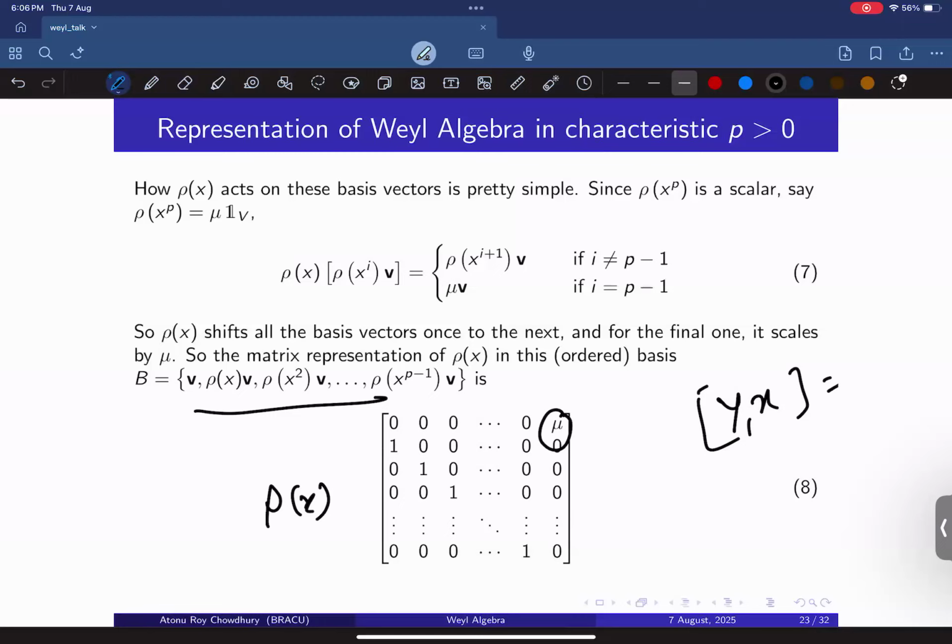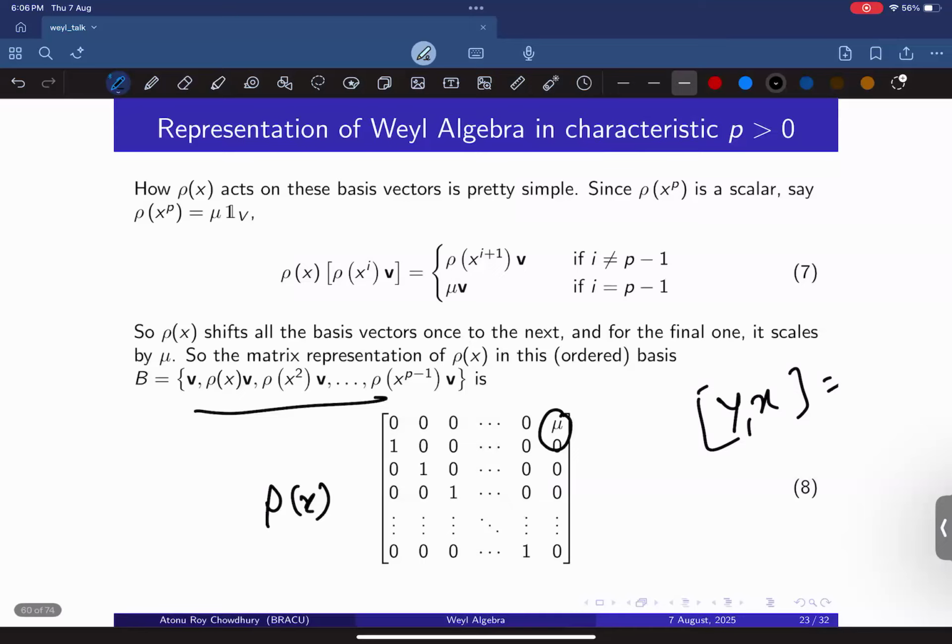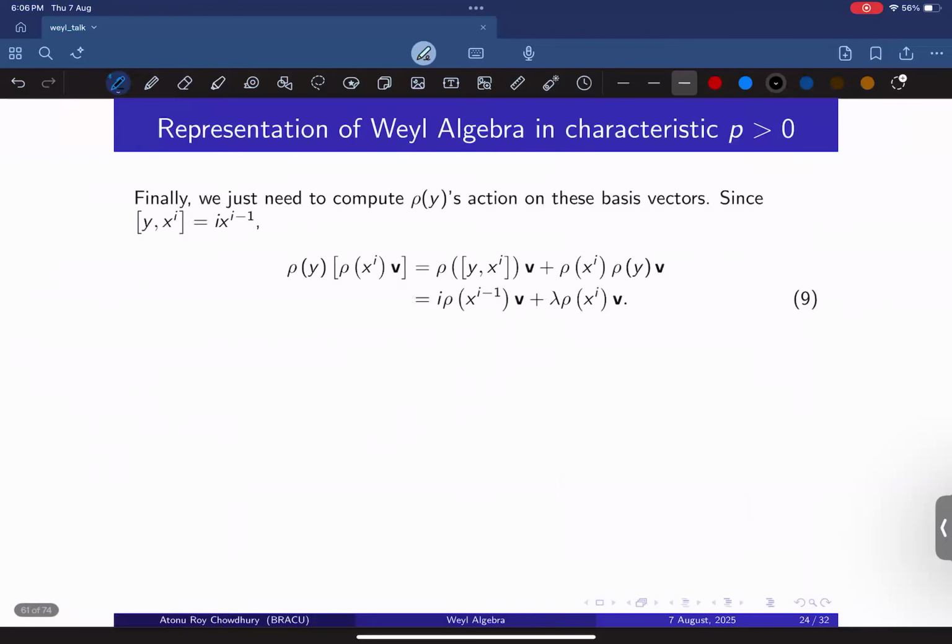Okay, I'm going to come back to whether this matrix looks familiar to anyone. Trust me, it is familiar to, let's say, more or less all of you. Okay, let's see how rho of y acts on these basis vectors.